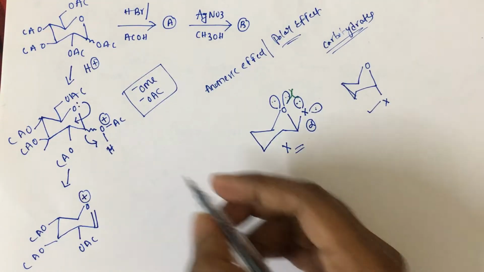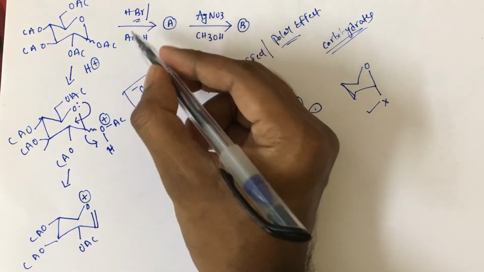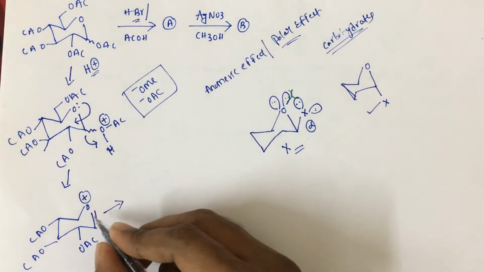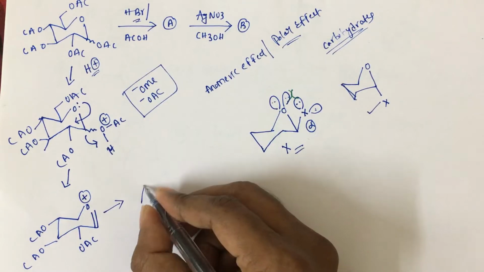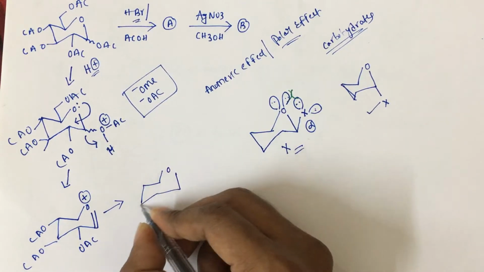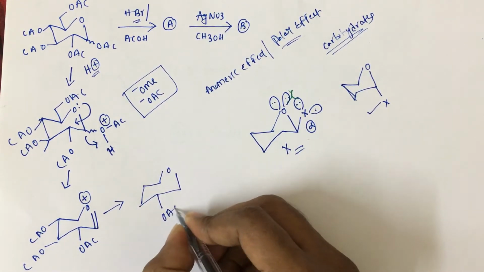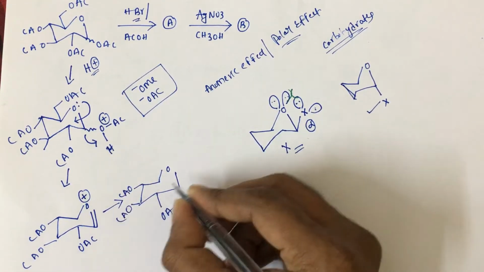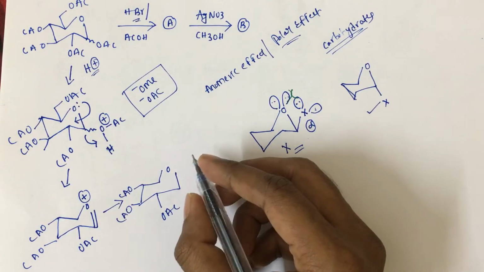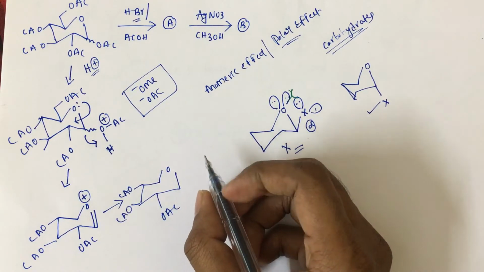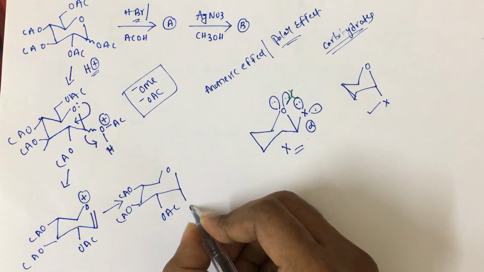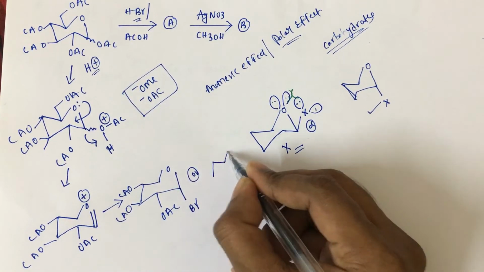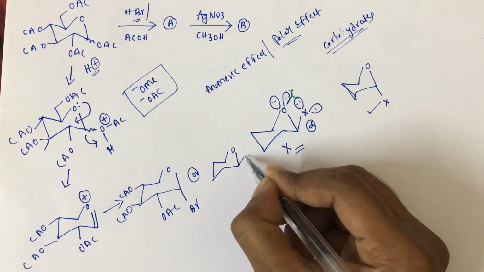Next, from the HBr we have already consumed H plus, and Br minus is there. That Br minus will attach to this double bond. This is OAc, here OAc, and here also OAc. There are two possibilities. This can attack axially this way, or this can also attack this way.